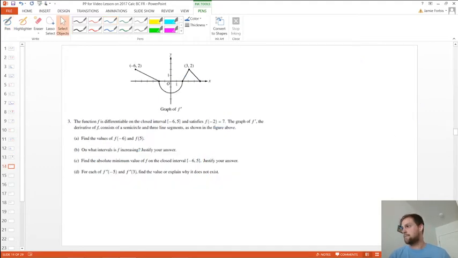And then lastly, D. D says for each of f double prime of negative 5 and f double prime of 3, either find the value or explain why it does not exist. No justification needed for finding the actual value, only if it does not exist. So first, let's start with f double prime of negative 5. We're given the graph of f prime. Remember that f double prime is going to be the derivative of the graph given.